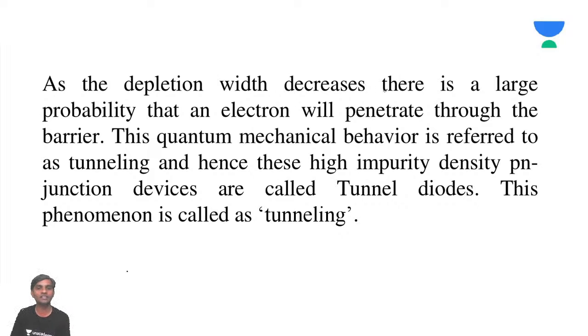As the depletion width decreases, there is a large probability that an electron will penetrate. You need to understand this word penetrate. Penetration is nothing but trying to make a hole and entering from this side. Trying to penetrate, not jumping. You are trying to create a hole and come out of that. So now they are penetrating through the barrier.